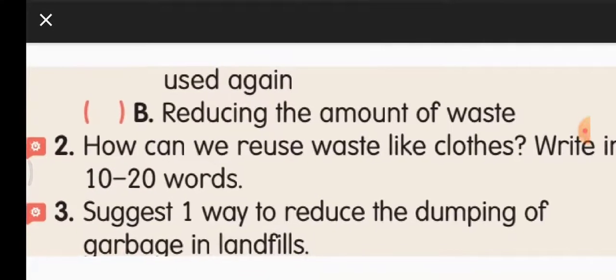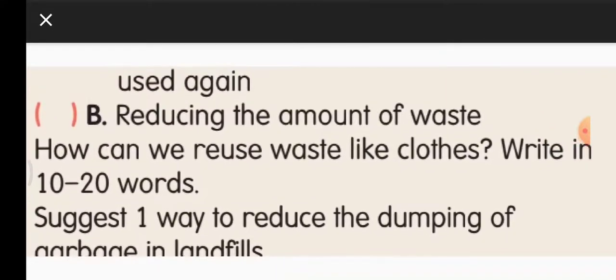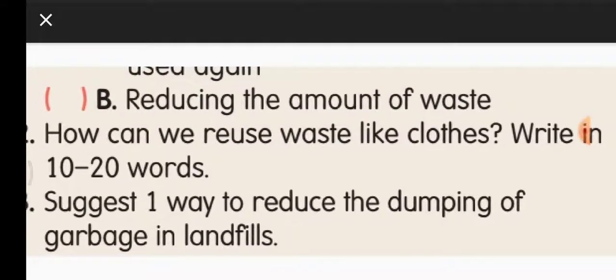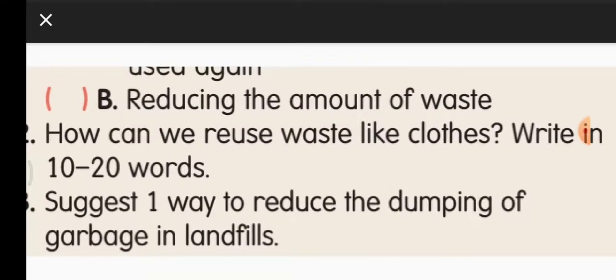Second question, how can we reuse waste like clothes? Write in 10 to 20 words. Okay, old clothes can be stitched into bags once again. With the old clothes you can make stuffed toys, you can stitch toys, right? And old clothes can also be used as cleaning cloths in the kitchen. And with old clothes you can stitch a quilt. Okay, a quilt is like a bedspread for babies, right?